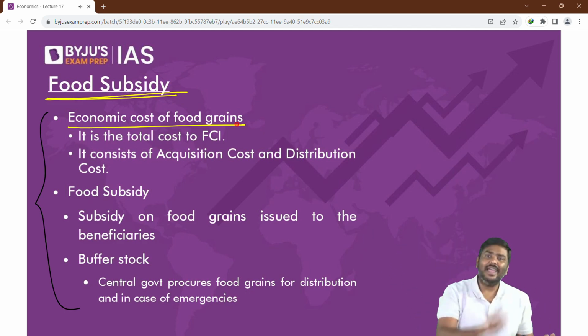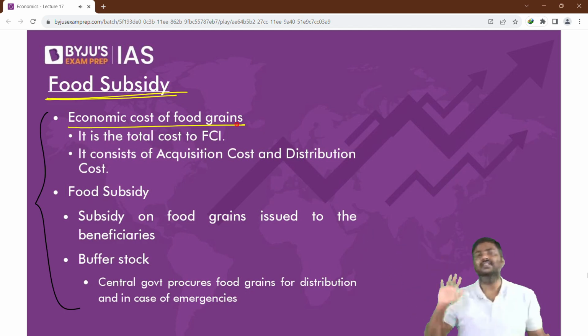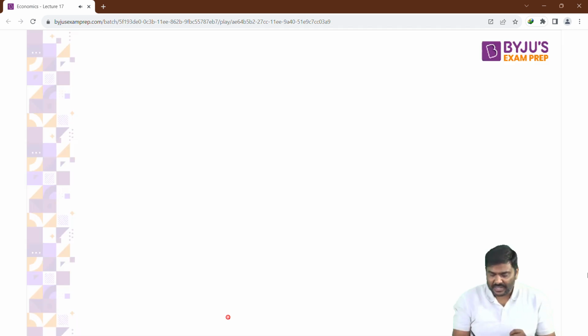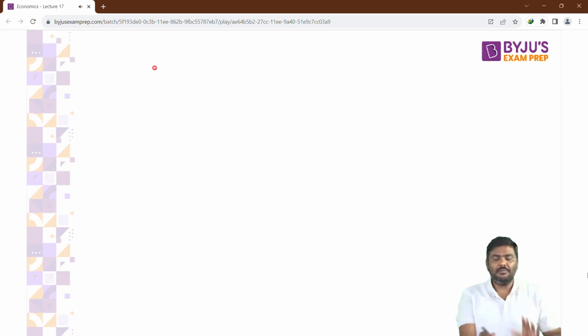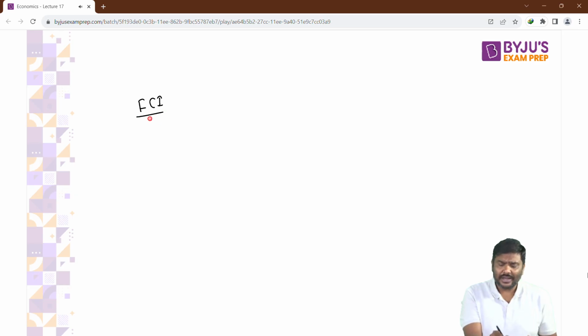I'll repeat it again. How much is the money spent by the government to procure and distribute food grains? It is called the economic cost of food grains. So what do you mean by money spent for procurement and distribution? Follow the sequence very carefully here.